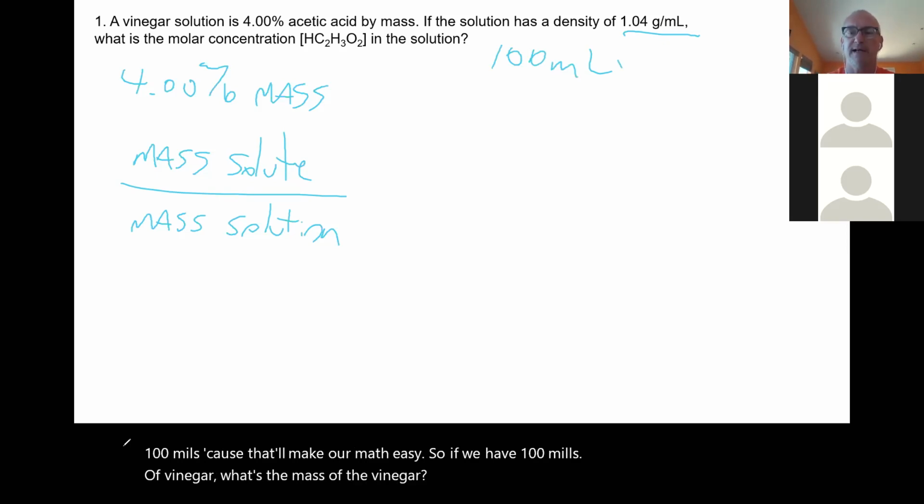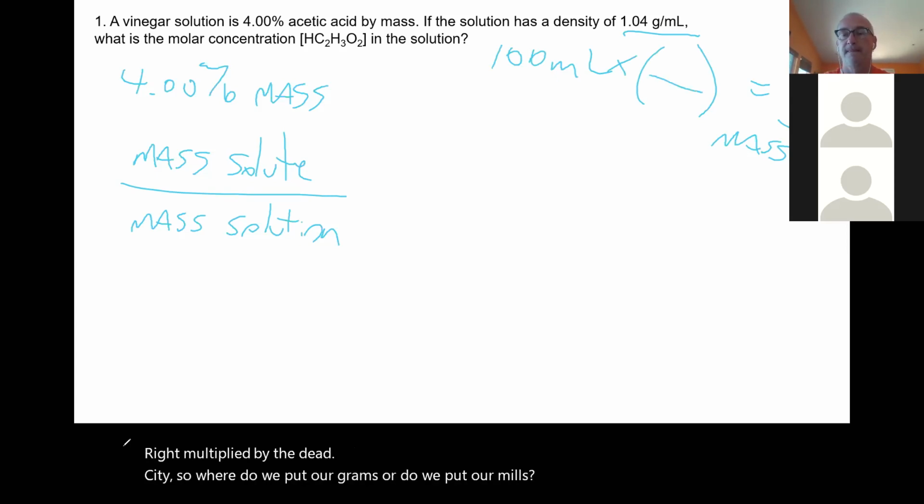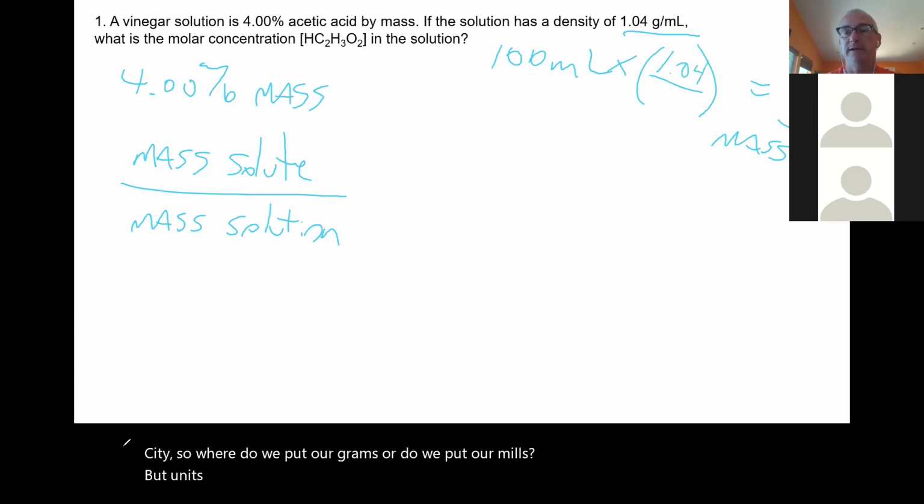So I have 100 mils times something will give me the mass in grams. Density. Right, we'll multiply by the density. So where do we put our grams and where do we put our mils? It would just be 100 times 1.04 over 1. Yeah. Units, remember, always put units in there. So 104 grams over 1 milliliter. 1 milliliter, exactly. Always have the units.